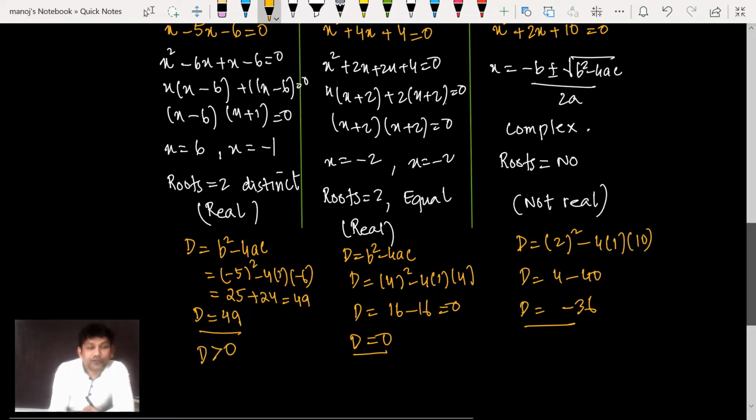When greater than 0, what will you write? Real roots and distinct roots. So I will write 2 real distinct roots. This is the shortest method we can write. Okay, when D is 0, I will write 2 real equal roots.